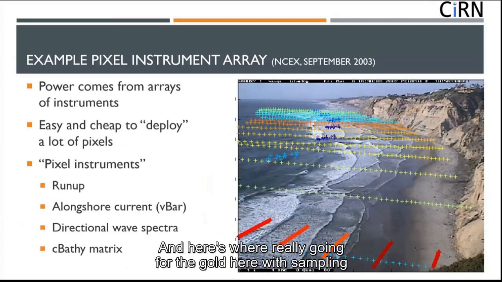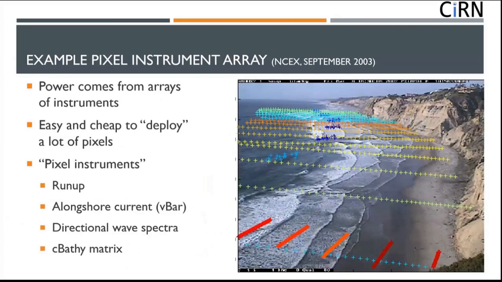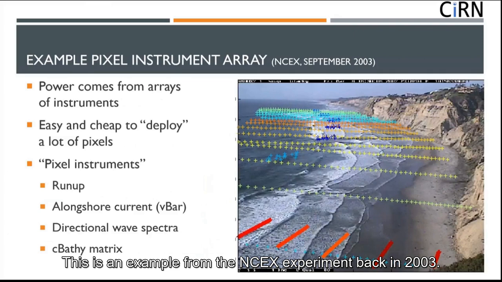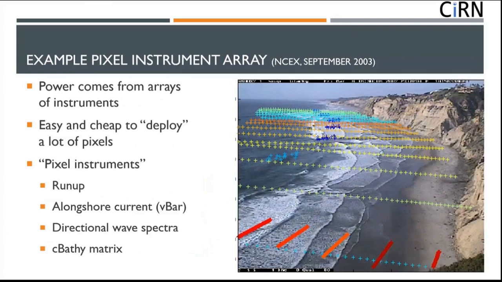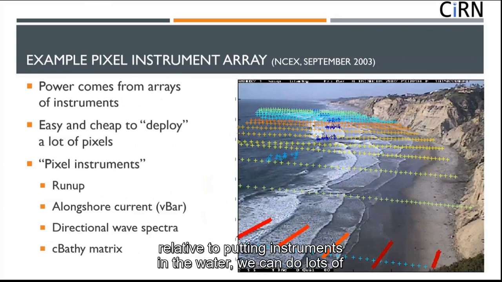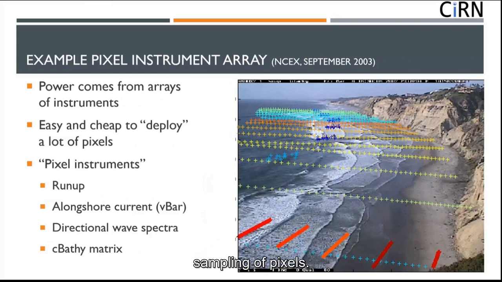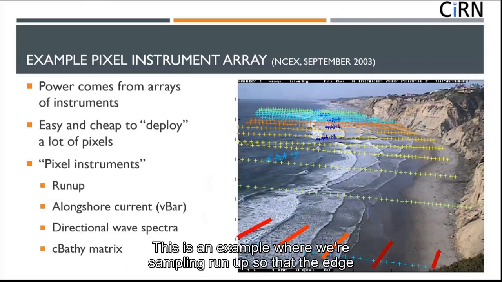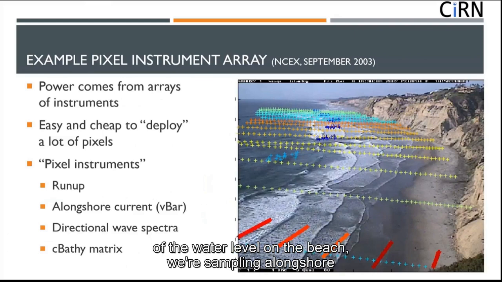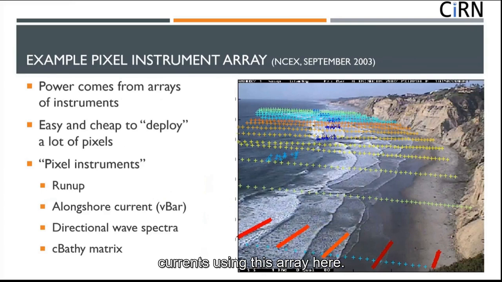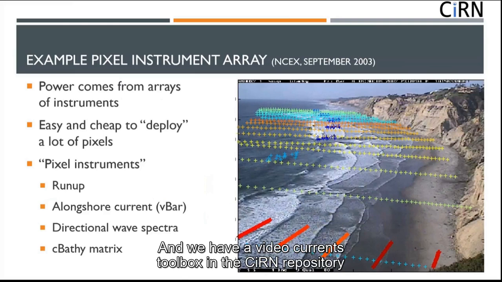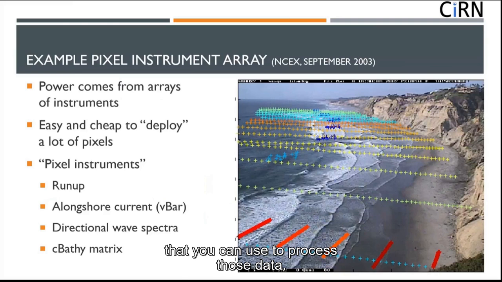And here's where we're really going for the gold with sampling imagery using pixel tools. This is an example from the NSEX experiment back in 2003. Because it's very simple and easy to deploy pixels relative to putting instruments in the water, we can do lots of sampling of pixels. This is an example where we're sampling run-up, the edge of the water level on the beach. We're sampling alongshore currents using this array here. We call that a V-bar array, and we have a video currents toolbox in the CIRN repository that you can use to process those data.